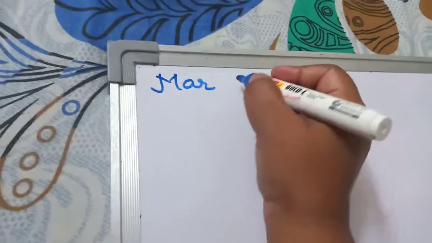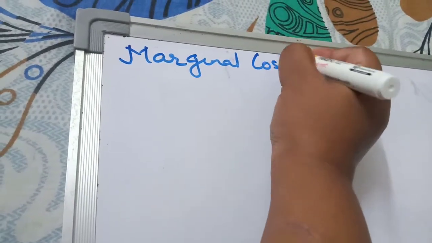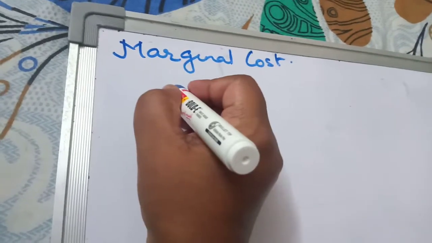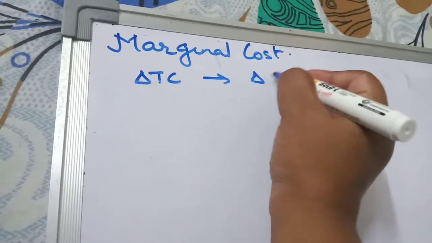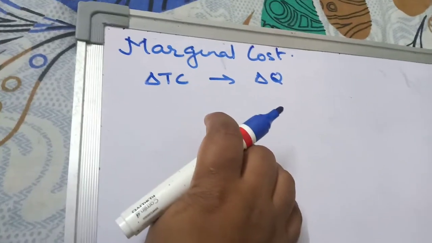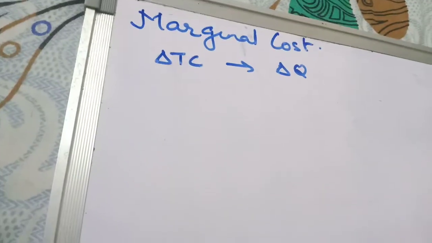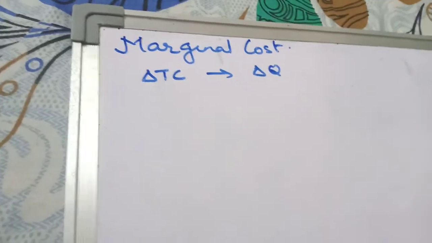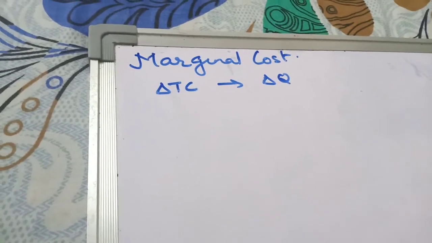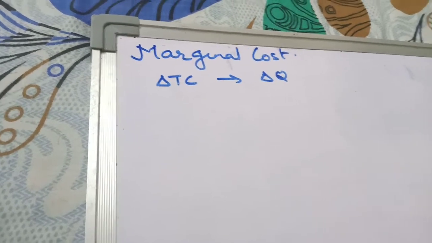Now we are going to do marginal cost. Marginal cost is what? Change in total cost due to change in production. So how will you write? Marginal cost is the change in the total cost when an additional unit of the commodity is produced.